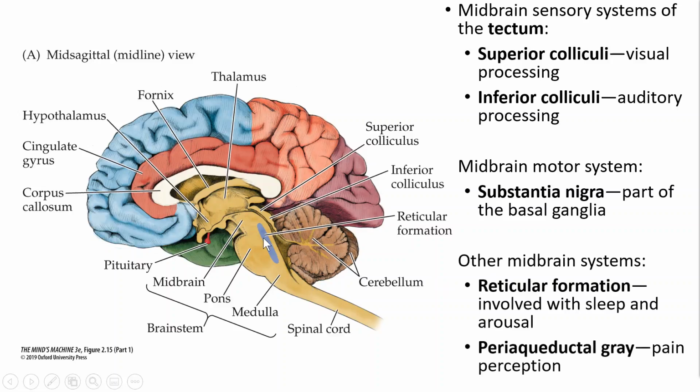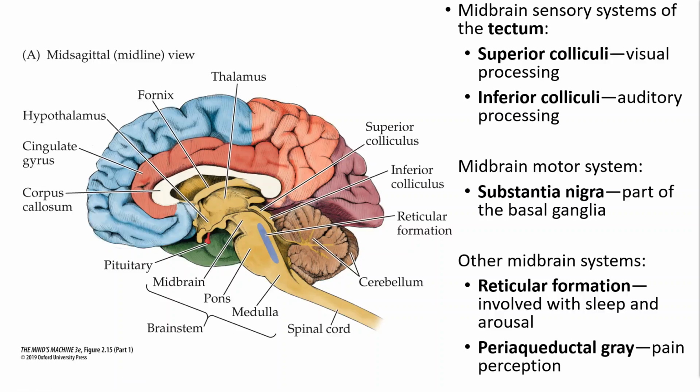And then some other areas like the reticular formation and the periaqueductal gray. The reticular formation is going to be involved in attention, sleep-wake cycles, arousal, a variety of different things. And that starts in the midbrain but goes into the brainstem as well. And an area called the periaqueductal gray is, among other things, involved in pain perception.